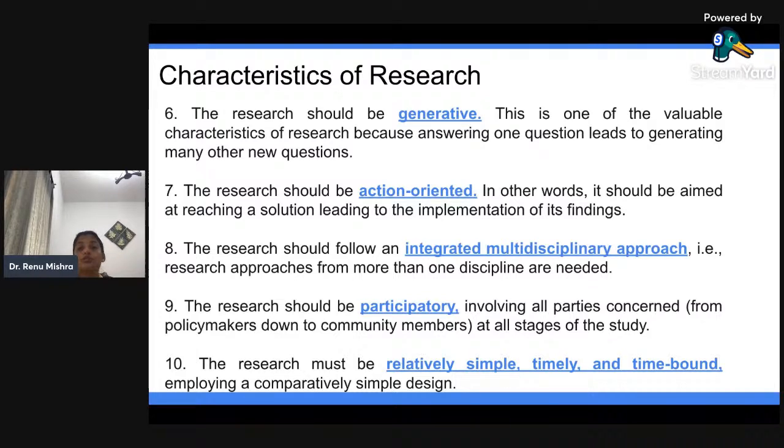Also, it should follow an integrated multidisciplinary approach. That means research approaches from more than one discipline are needed, because you can't stick to one discipline. If you're working on a topic related to human resource, you can adopt some theory, or look for some theory which has been stated in psychology. For instance, I'll tell you an example.